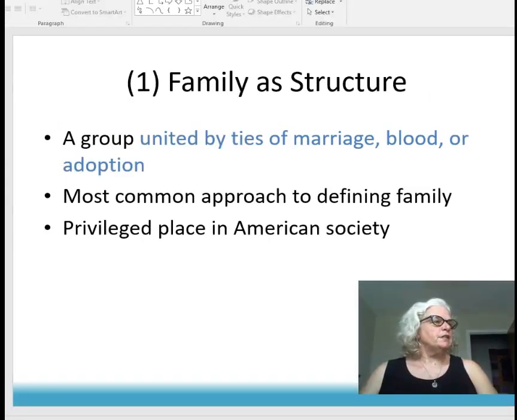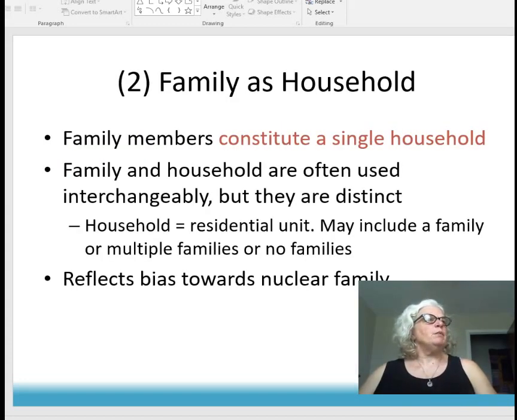Family as a structure ties us to marriage. It ties us in the legality of the form. The second was to look at family as a household. Interestingly, family members can constitute a single household, and family as a household puts us living in one place and working together as a structure. So earnings shared, pulling together, household tasks. Families and households are often used interchangeably, but they are distinct.